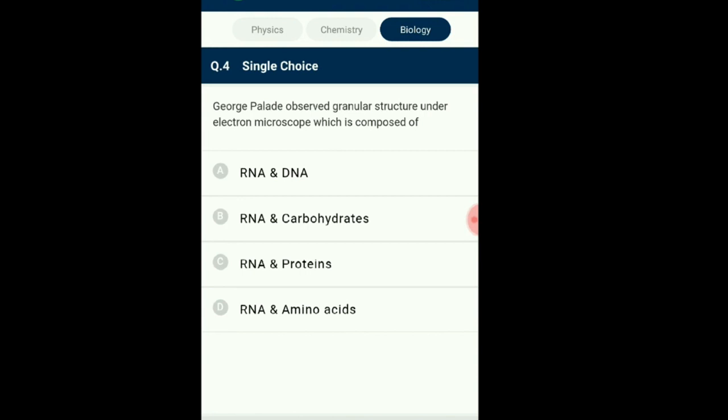Question number 4. George Palade observed granular structures under the electron microscope which are composed of. Ribosomes are the granular structures first observed by George Palade under the electron microscope as dense particles. They are composed of ribosomal RNA and proteins and are not surrounded by any membrane. They are also known as ribonucleoprotein particles. So the answer is option C, RNA and proteins.